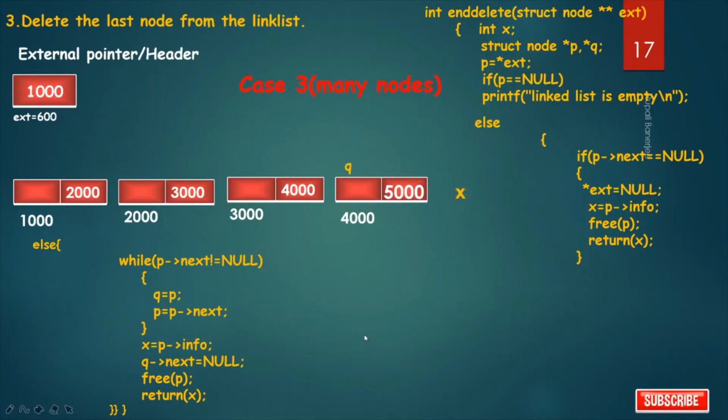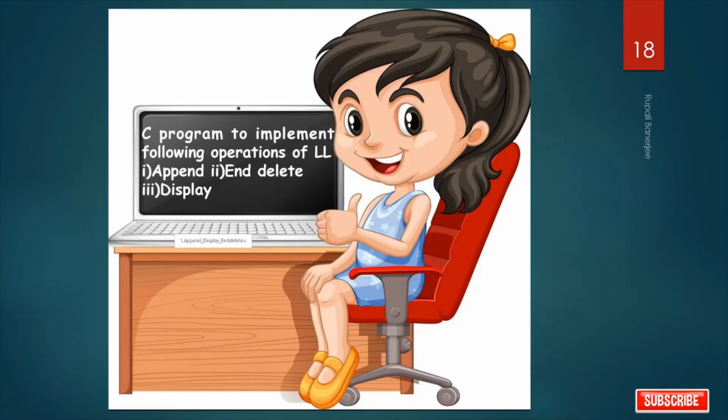So delete this node, return x, and Q arrow next is null. So in this way we can delete the last node from the linked list. Now we will learn how to write a C program to implement the following operations of linked list.